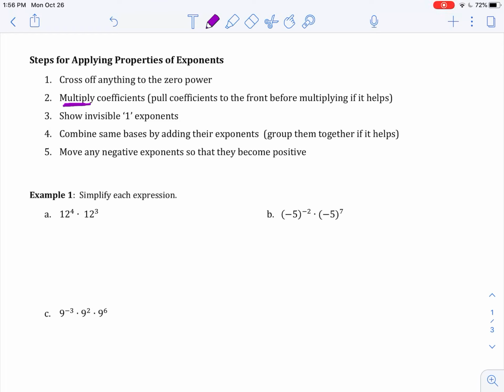And then in the very end, we'll move any negative exponents. If they're negative, they can't be in the final answer. So you're going to have to move them like we did in section 4.1.